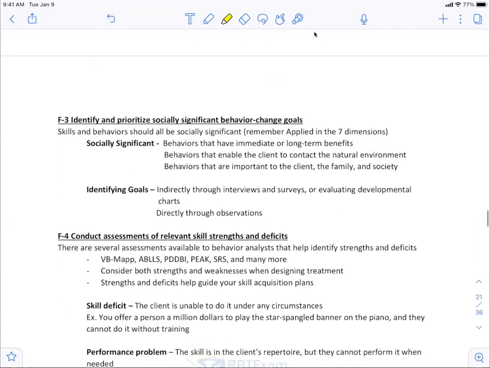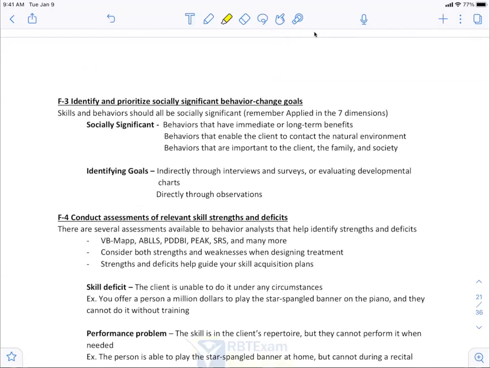All right, F3, identify and prioritize socially significant behavior change goals. As you see, there's an entire section dedicated to socially significant goals in the task list. That's how important it is. Remember, applied in the 7 dimensions. This is what that dimension is talking about. Are these behaviors impactful? Do they have immediate or long-term benefits? Do they enable the client to contact the natural environment?